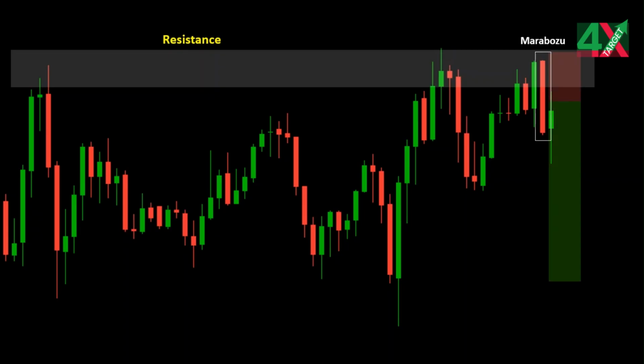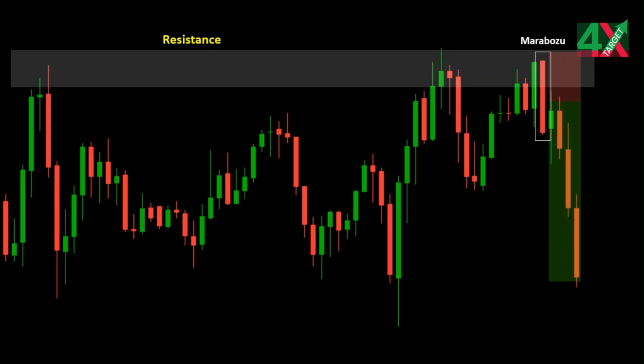A sell entry is taken after a slight pullback, ideally toward the mid-range of the Marubozu candle. The stop-loss is placed just above the high of the Marubozu candle. The take-profit is set at the next significant support level, in line with the expected continuation of selling pressure.